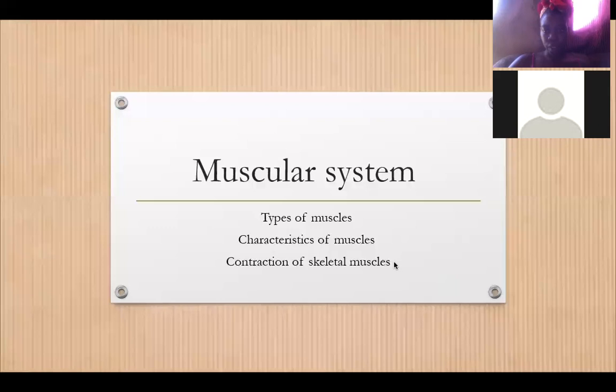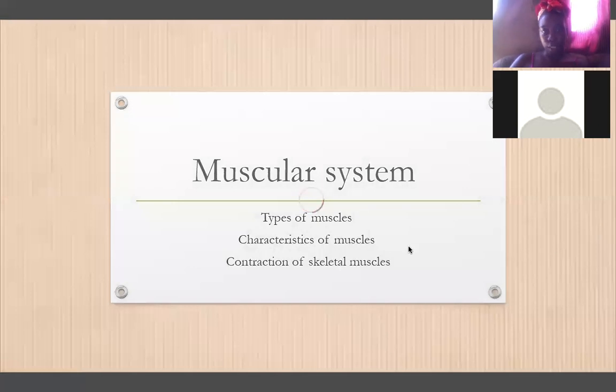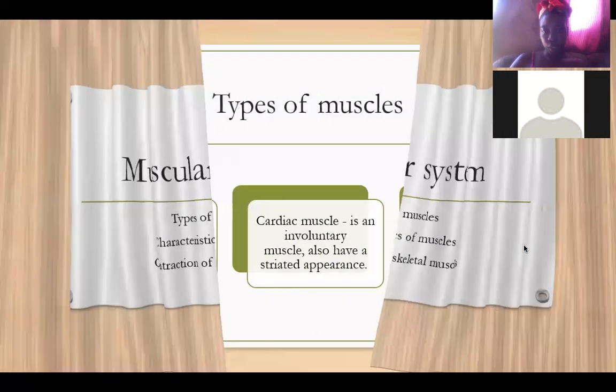Mm-hmm. All right, so can you see? Yeah. All right, so first thing we're doing is types of muscles. Oh, technical difficulties. Yeah.